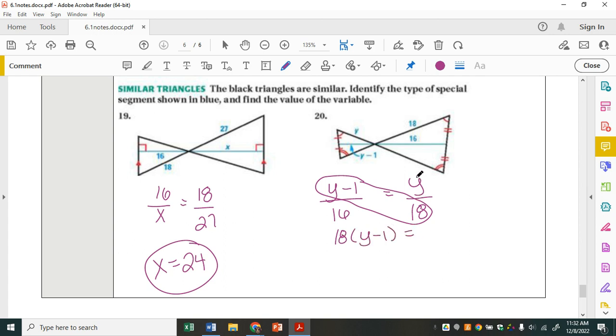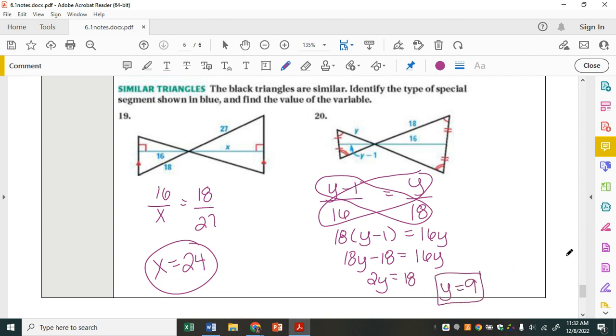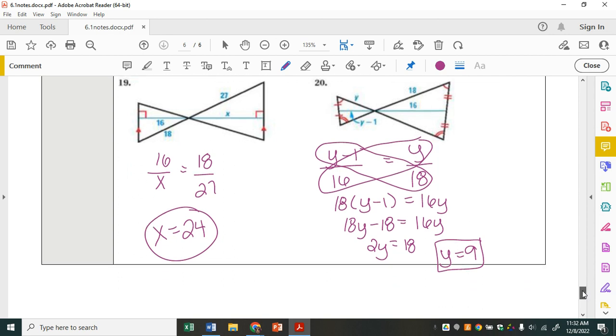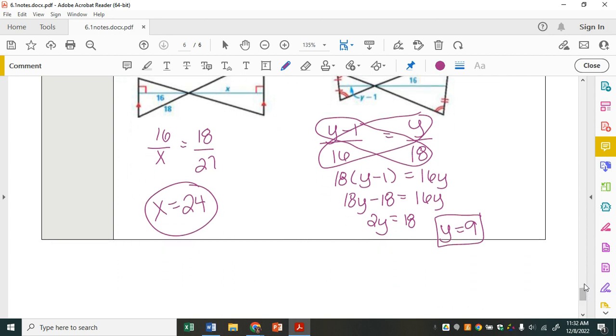I have 18 times y minus 1, because I need to remember that those are both going to get multiplied. And I have y times 16 to get 16y. So I need to remember that 18 gets distributed to both the y and the 1 to get 18y minus 18 equals 16y. And then I can just solve for y. I'm going to subtract the 16y to get 2y, and I'm going to add the 18 to get 2y equals 18, which means that I'll find that y is equal to 9.